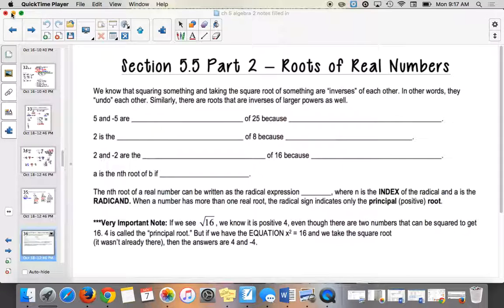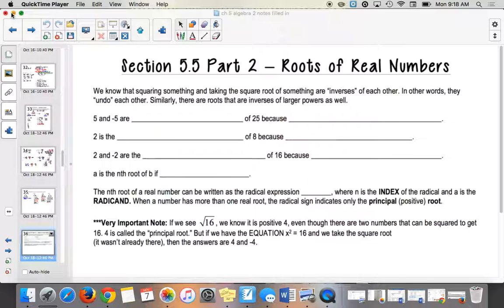5.5 part 2 is roots of real numbers. So we kind of had a little preview of square roots, cube roots, and so on last time. So now we're going to do square roots, cube roots, and so on with variables as well. So with x's, y's, z's.